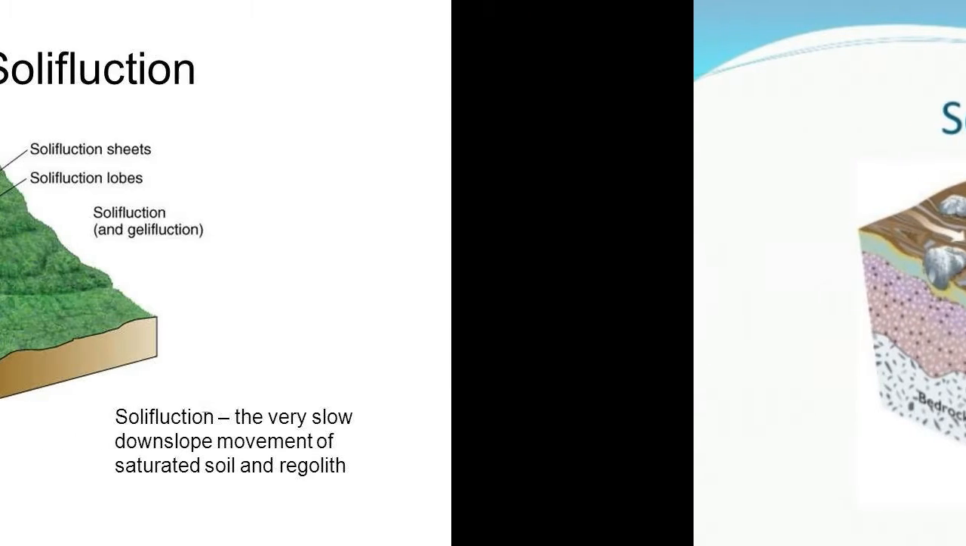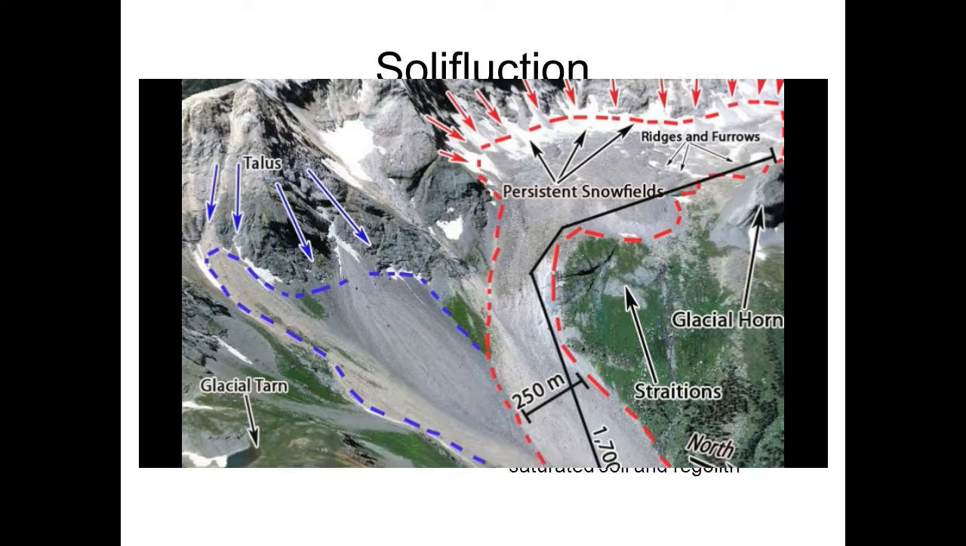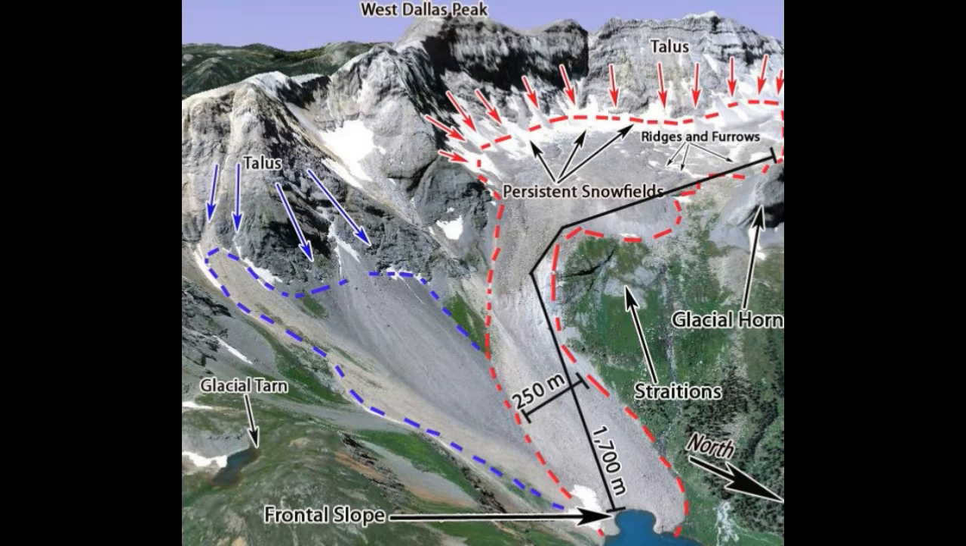The next one's just a little bit faster, and this is soil deflection. Soil deflection is where we get this very slow downhill movement of material. But what makes this a little bit different than what we saw with creep is that this happens in areas of tundra. And with the tundra, we have to have ground that is permanently frozen.